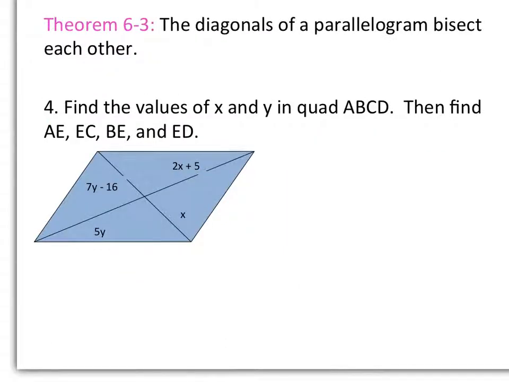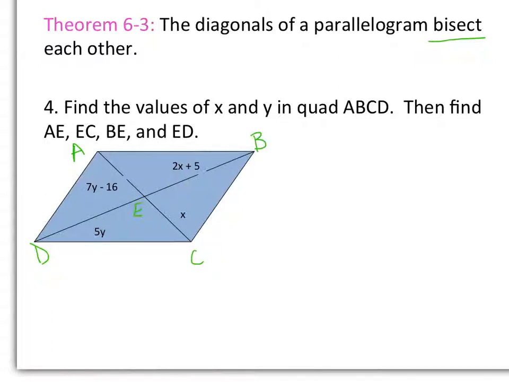Our next theorem tells us the diagonals of a parallelogram bisect each other. And remember, the word bisect means to cut in half. So the diagonals are cutting each other in half and making two pairs of congruent segments. Number 4 says find the values of x and y in quadrilateral ABCD. Then find AE, EC, BE, and ED. So let's go ahead and label our quadrilateral. So I'm going to mark A, B, C, and D, and our midpoint as E.